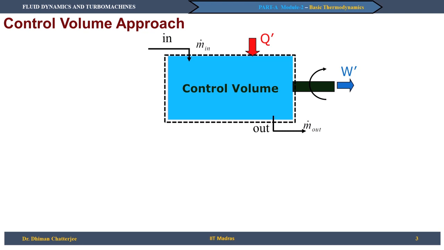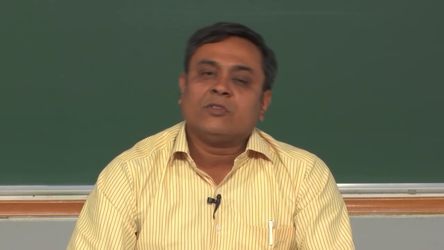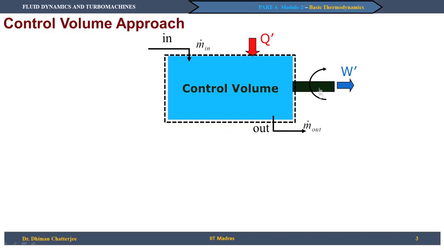and this is solved using a control volume approach. Also, another point I need to mention here is that I am not considering the internal details of turbo machines. I am considering the turbo machine essentially as a black box. I just want to know what crosses the surface given by this dashed line, which is the control surface, and what is the net change.